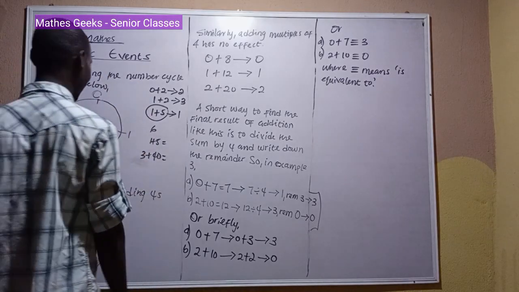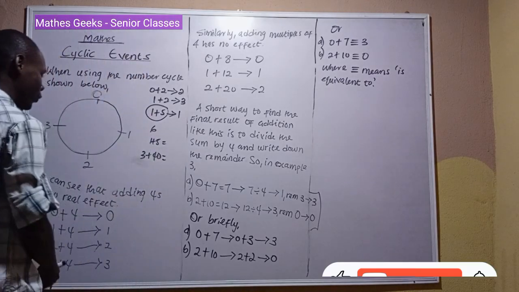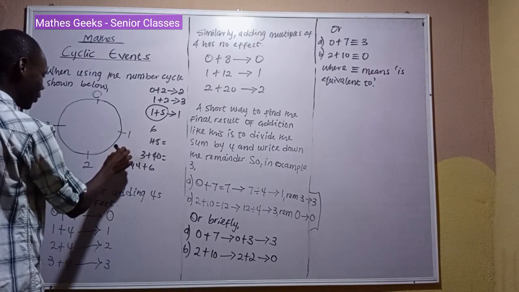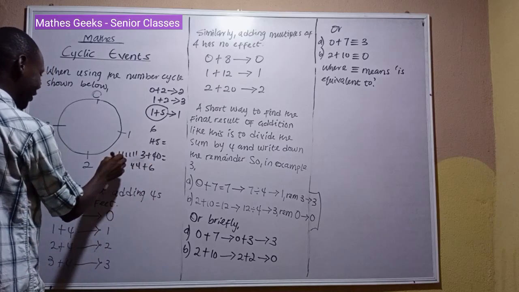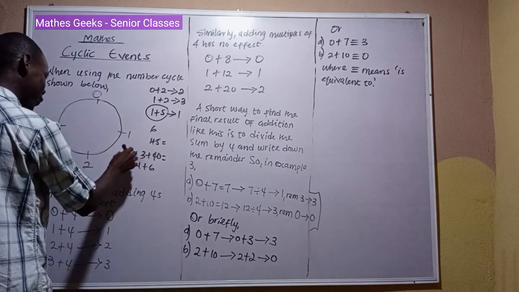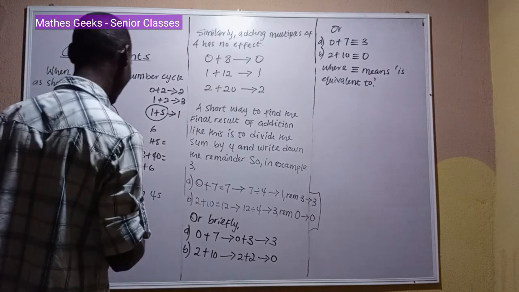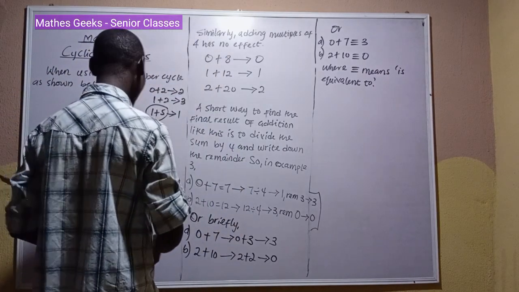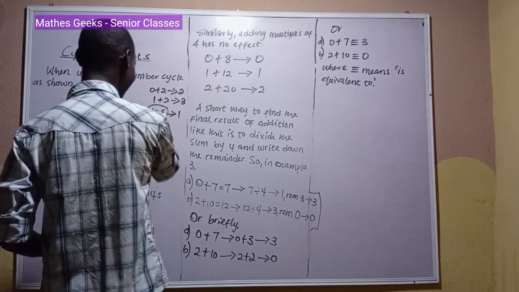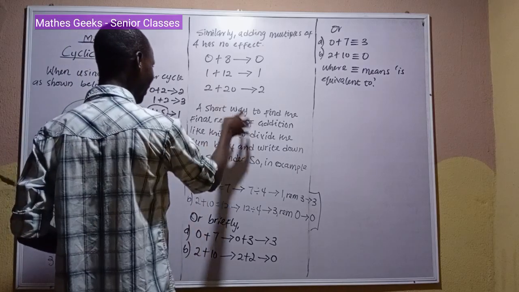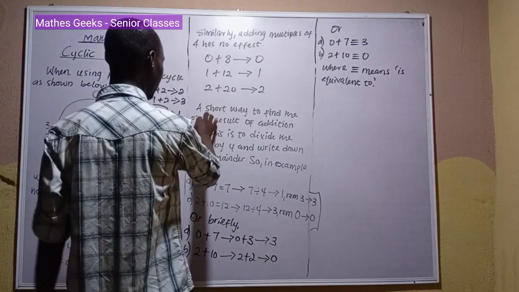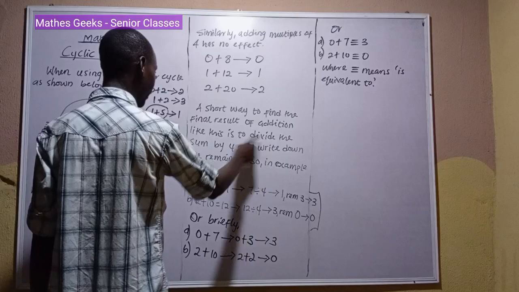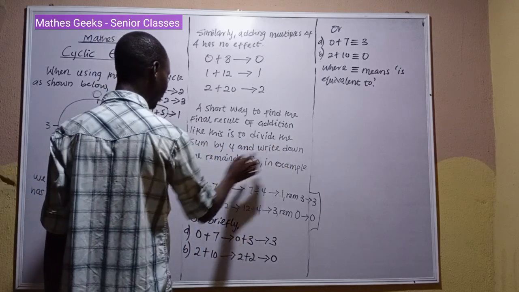This is like what kindergarten children do. We give them 44 plus 6. So first of all, count 44, and then count 6, 1, 2, 3, then add it together. That's the way you start. But now we are advancing, so we don't need to keep rotating around the number circle. So what we do is we adopt another method. A short way to find the final result of addition like this is to divide the sum by 4 and write down the remainder.